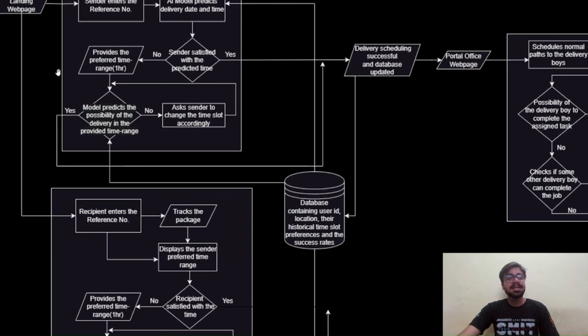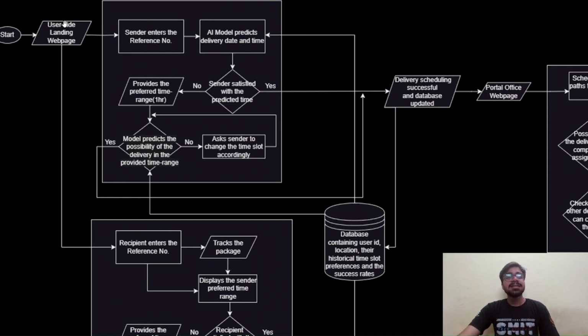At first, coming to the sender side part, the sender enters the user side landing web page. Then they enter the reference number which is provided by the post office. The AI model predicts the delivery date and time. If the sender is satisfied with the predicted time of delivery, then the delivery is scheduled as successful and the database is updated. If the sender is not satisfied with the predicted time, then the sender is given the opportunity to choose a time slot which is of 1 hour.